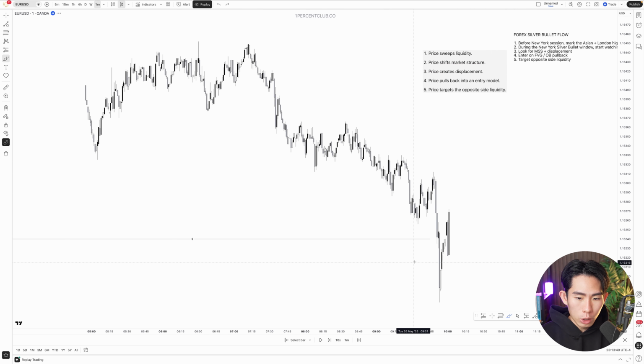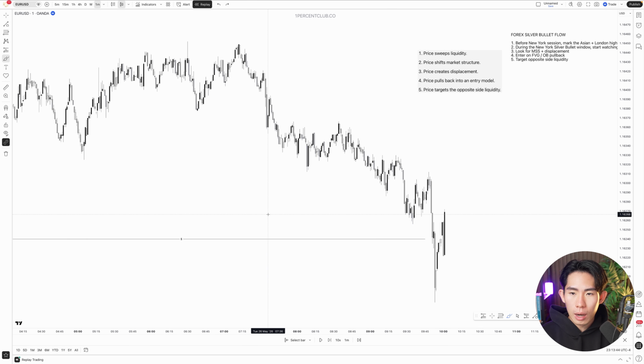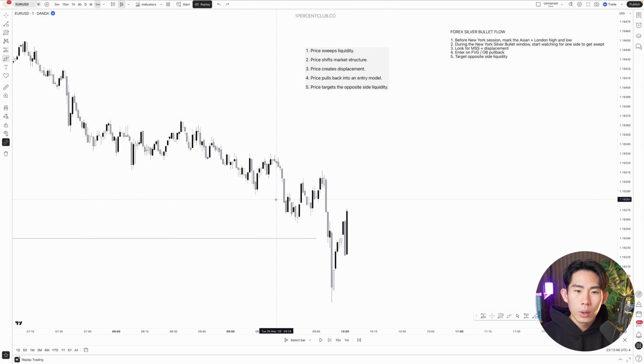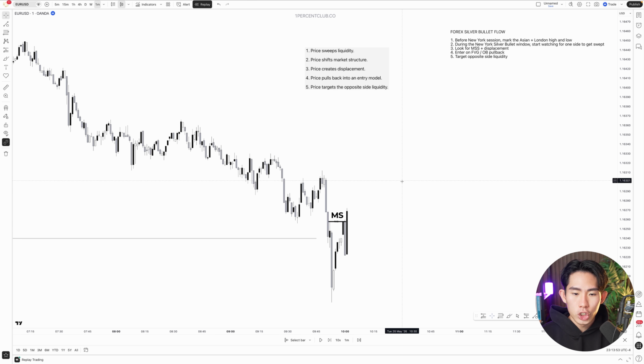So this is why we literally saw price create a very sharp V-shaped reaction just like this after sweeping the liquidity on the left-hand side right now. And then we also see price coming up there and taking out this last structural lower high right here, giving us a market shift just like this.